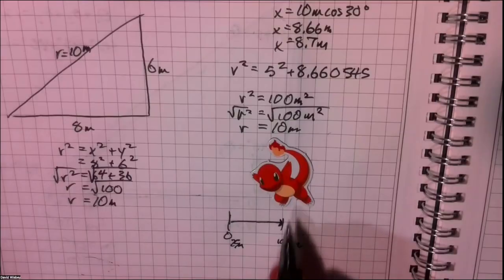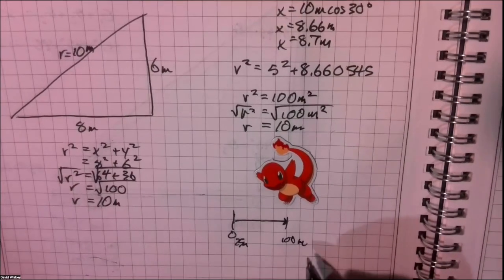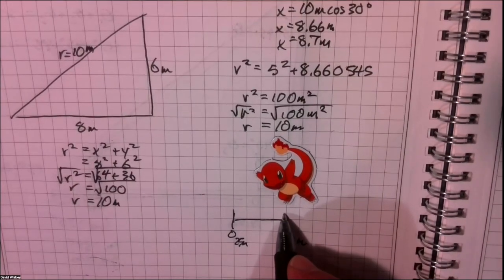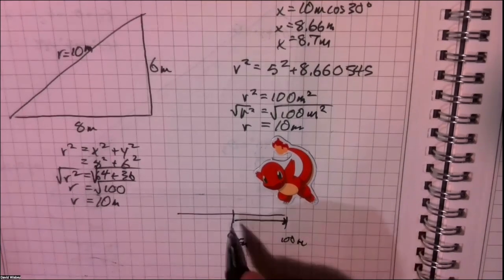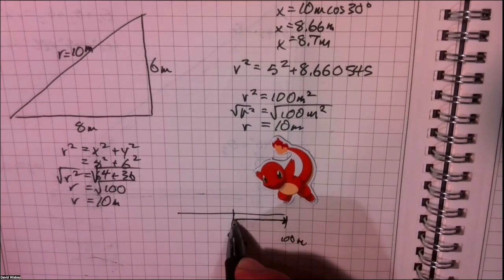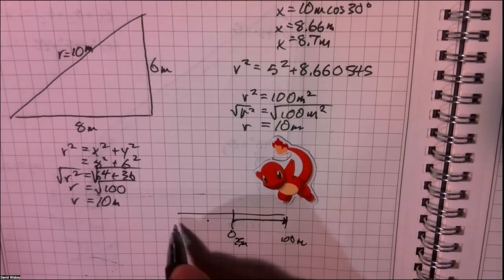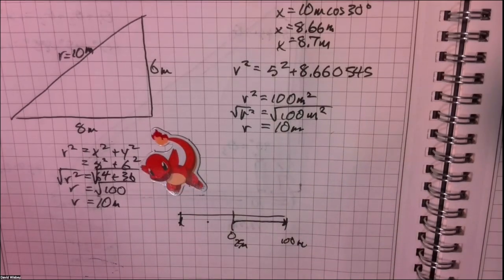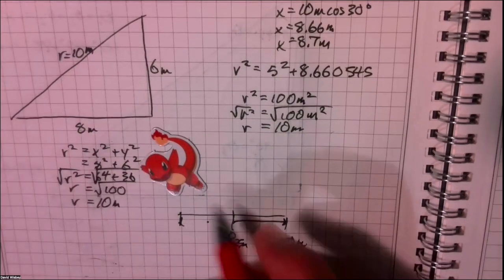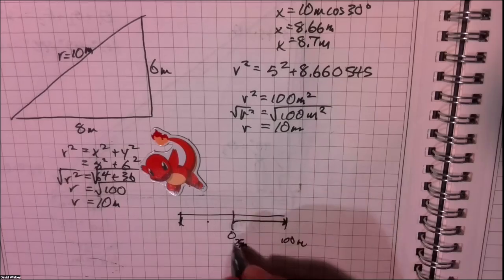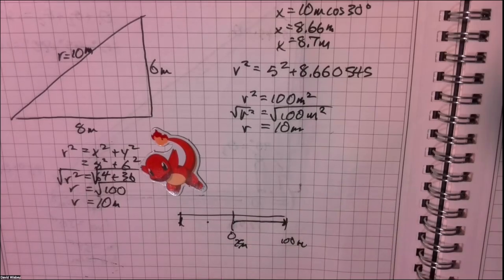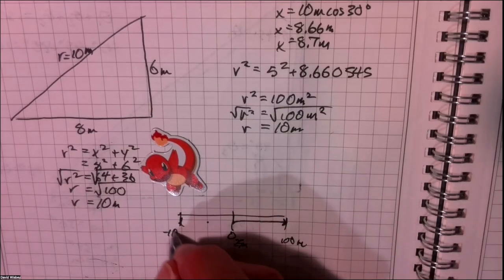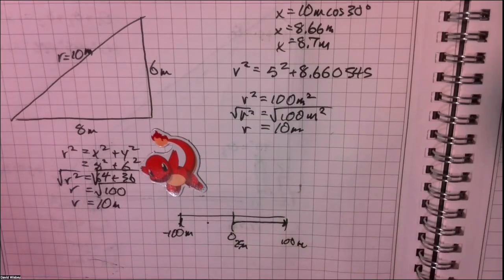And then after he went 100 meters to the right, he's going to go 200 meters to the left. So he's going to go back here, back to 0. That's 100. And then he's going to go over here, and so Charizard's going to end up over here. So his net displacement, here's where he started. He started at 0 and now he's 100 meters to the left.